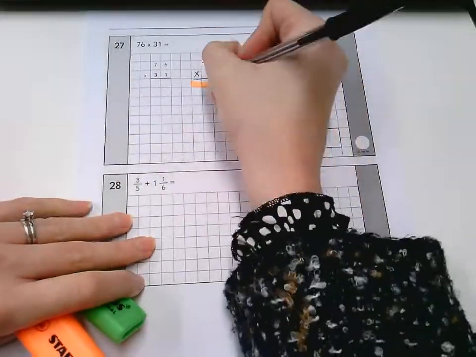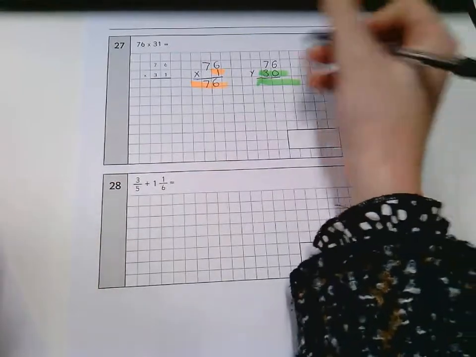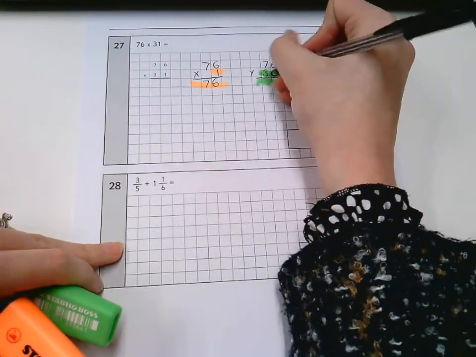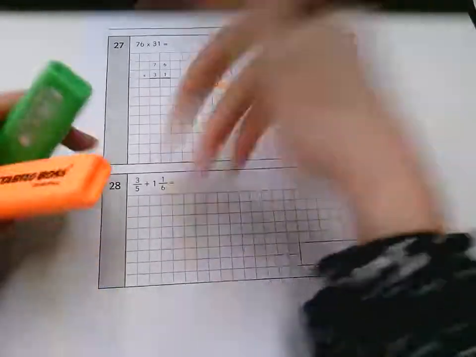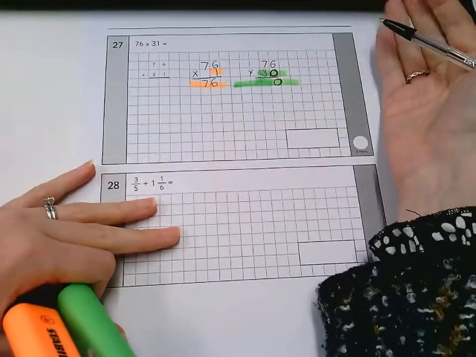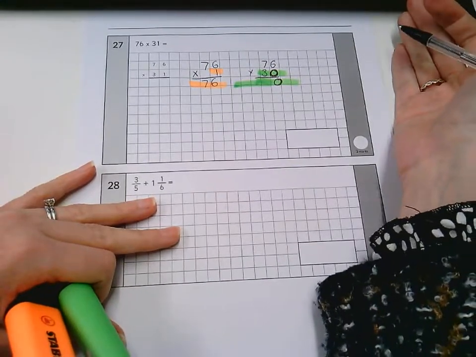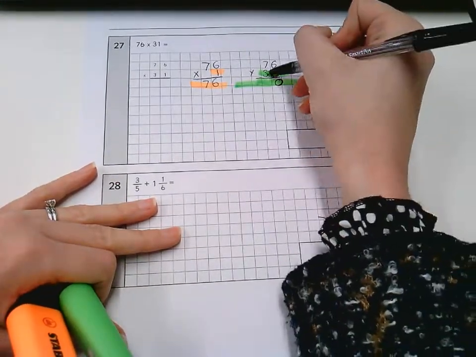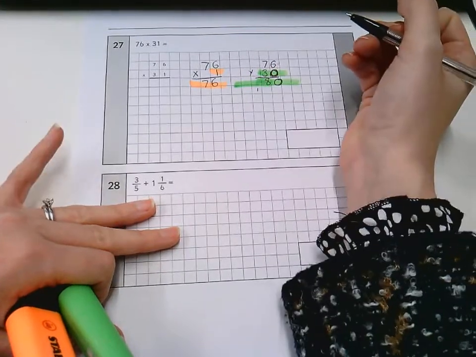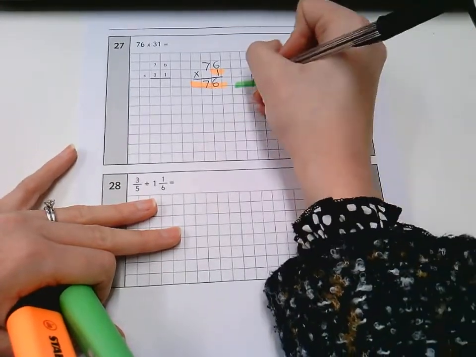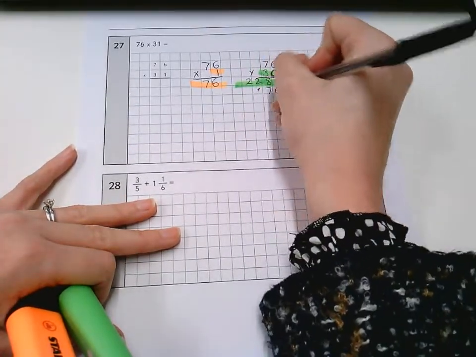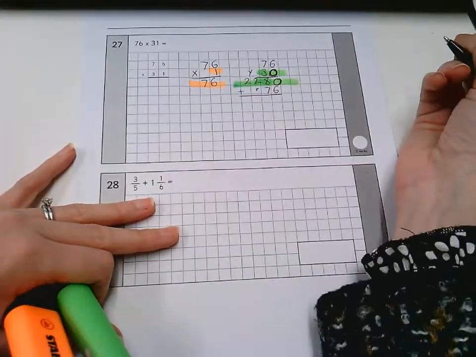So 76 times 1 is nice and easy, it's 76. 76 times 30, well, I'm timesing by a tens number, so I need a 0 in my ones column, because any whole number times 10 is going to have a 0 in the ones column. Then I just do it as normal. 3 times 6 is 18. 3 times 7 is 21. Add another one, 22.